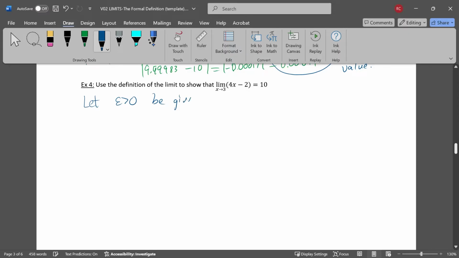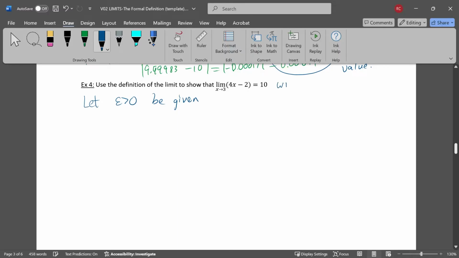We usually start with this to say, hey, it doesn't matter what epsilon you give me, I'm going to be able to work with it. So give me whatever epsilon you want, right? Give me any number epsilon and I'm going to show that this inequality for our definition works.